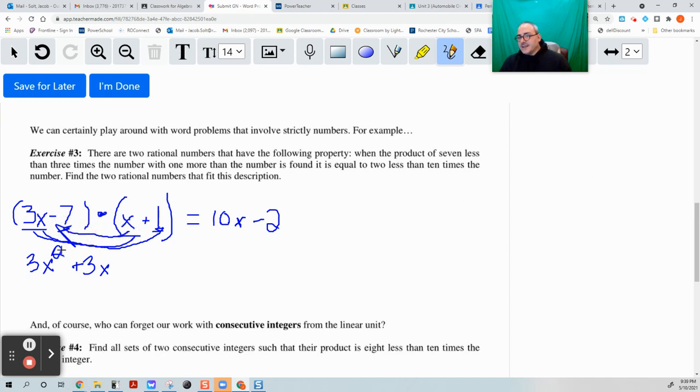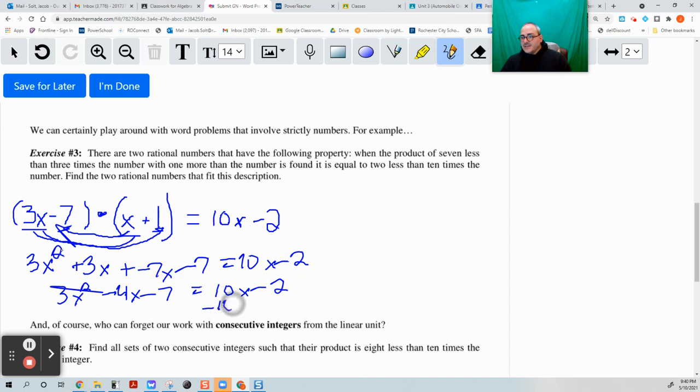Negative 7 times x is negative 7x. And then negative 7 times 1 is negative 7. Okay, and that's all going to be equal to 10x minus 2. Got to combine my like terms here. The like terms I have to combine are this negative 7x and the plus 3x, which gives me negative 4x. I still have the minus 7. I still have the 3x squared. And that's all still equal to 10x minus 2.